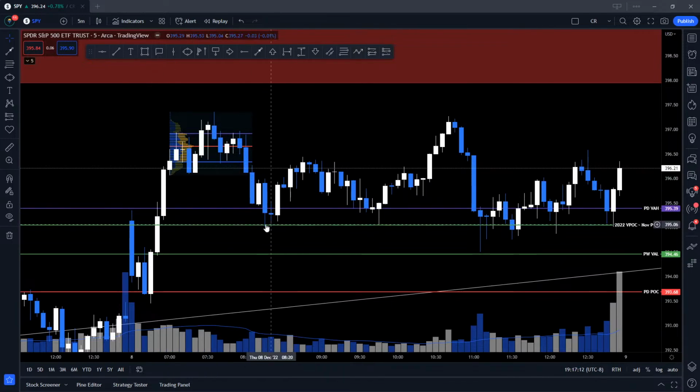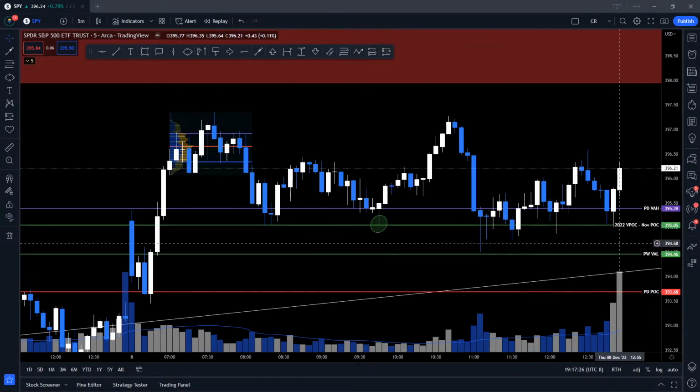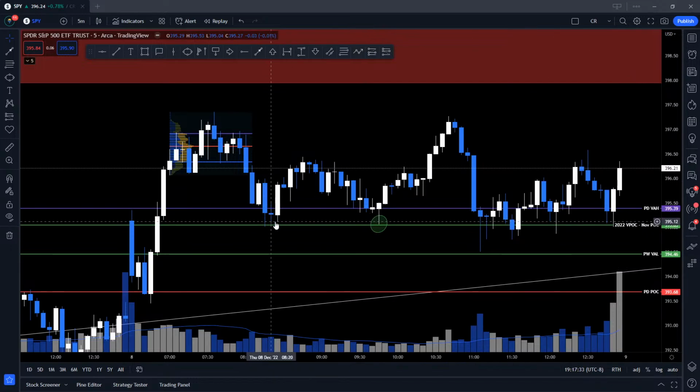I'm just looking at this. It was a good entry here. I don't watch SPY charts, but this was clean. This is our first test on this day of the 2022 Virgin POC and the November POC. Then we came back and retested it, and this is a great entry long. This here is also a great entry short.